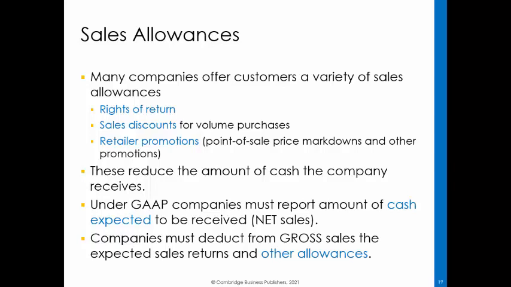This means companies are to deduct from gross sales the expected sales returns and other allowances. For example, Levi Strauss reports in the note disclosure to their financial statements that they recognize allowances for estimated returns in the period in which the related sale is recorded. They recognize allowances for estimated discounts, retailer promotions, and other similar incentives at the later of the period in which the related sale is recorded or the period in which the sales incentive is offered to the customer.